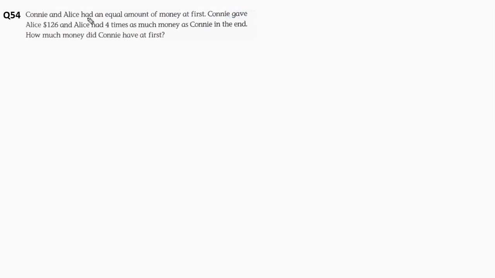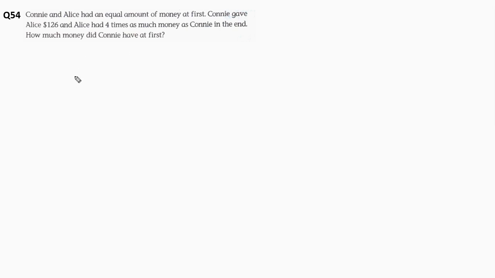Okay, Connie and Alice had an equal amount of money at first. Connie gave Alice $126, and Alice had 4 times as much money as Connie in the end. And we're asked, how much did Connie have at first? Okay, well, this is a really interesting problem, I think.